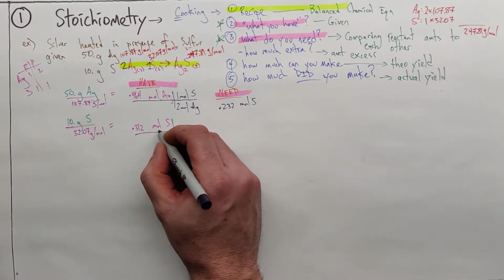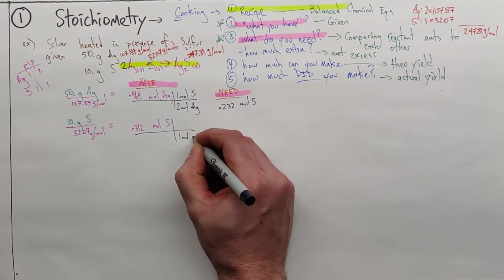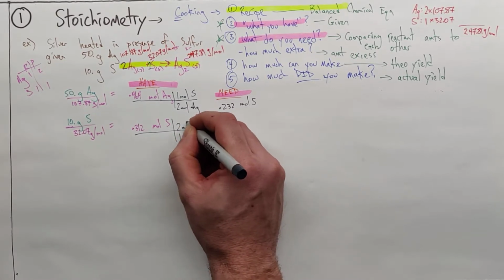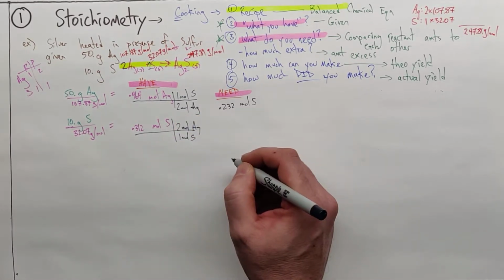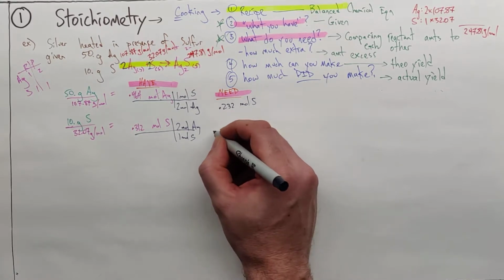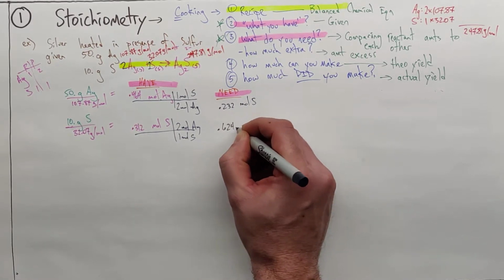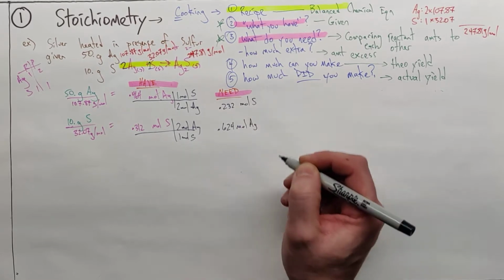In this one, I have moles of sulfur in the numerator, 1 mole of sulfur, 2 moles of silver. So we double that, and we get 0.624 moles of silver that we need.